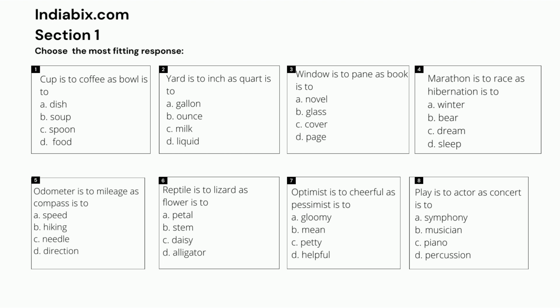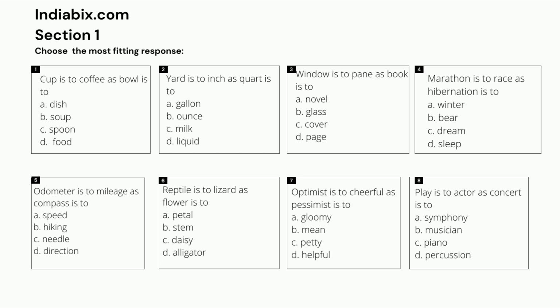Seven. Optimist is to cheerful as pessimist is to... That is A, which is gloomy. So an optimist is a person whose outlook on life is very cheerful. A pessimist is a person whose outlook is very gloomy. So the answer is not choice B because a pessimist does not have to be mean. Please note, a pessimist does not have to be mean, right? So our correct response there, or the most appropriate response, would be A, optimist is to cheerful as pessimist is to gloomy.